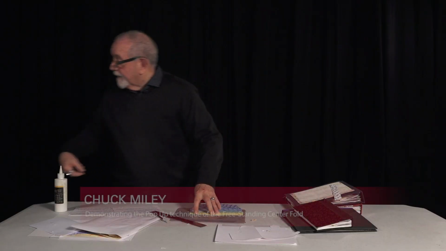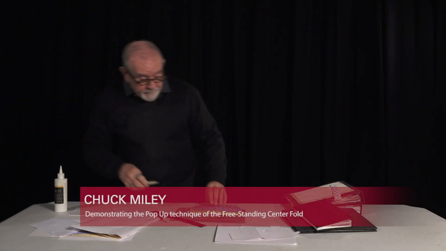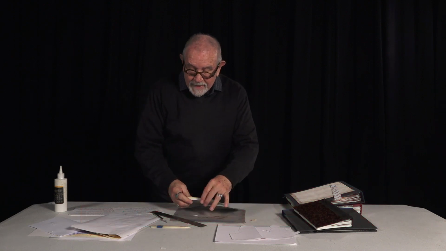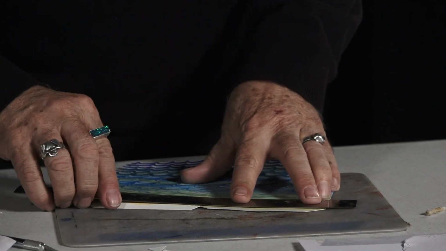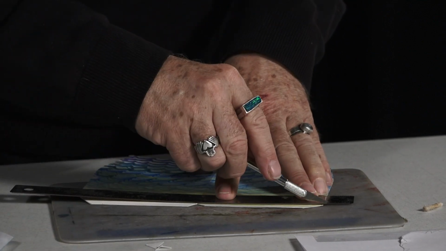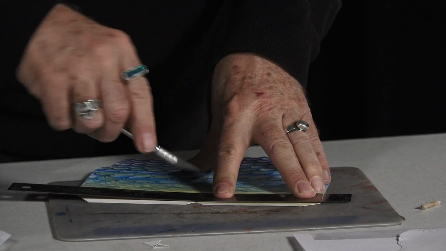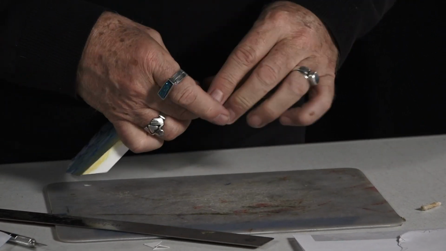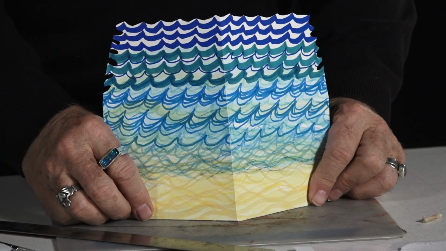If I need, I could then take my bone folder and give it a good rub. So there we have a good foot. Let's do that on the other side. Once again, from the center notch to the outside edge, and gently, and give that a good fold there. And there we have a freestanding foot.